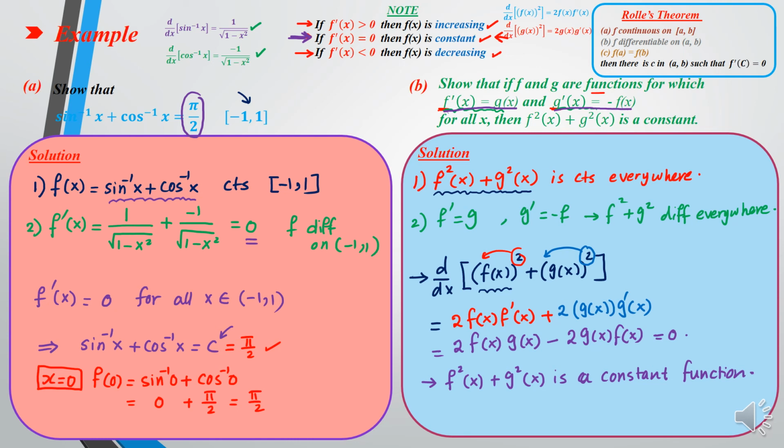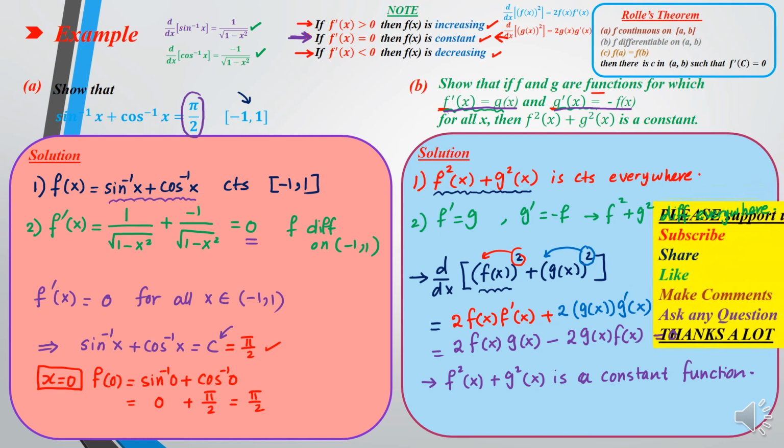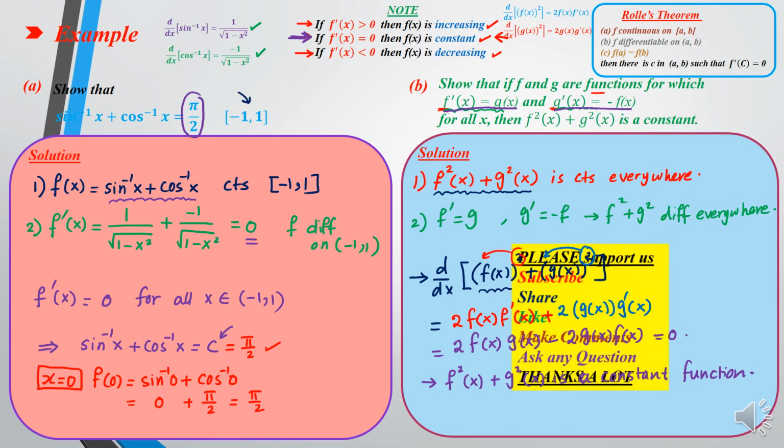So the main idea in the two parts is if we have a function continuous and differentiable on an interval or everywhere, and the derivative of this function equals 0, this means that this function will be a constant in the given interval. And that's it.